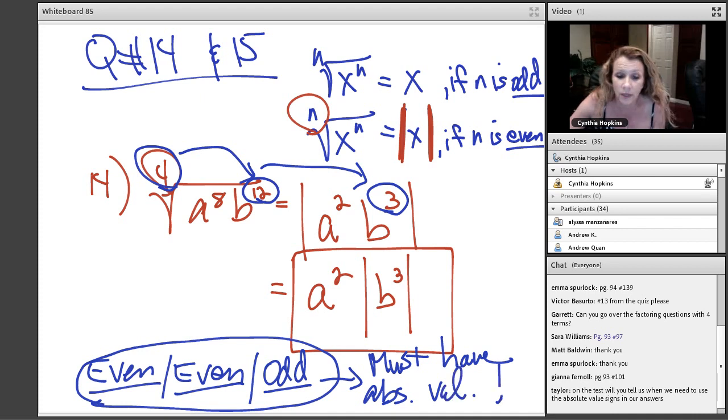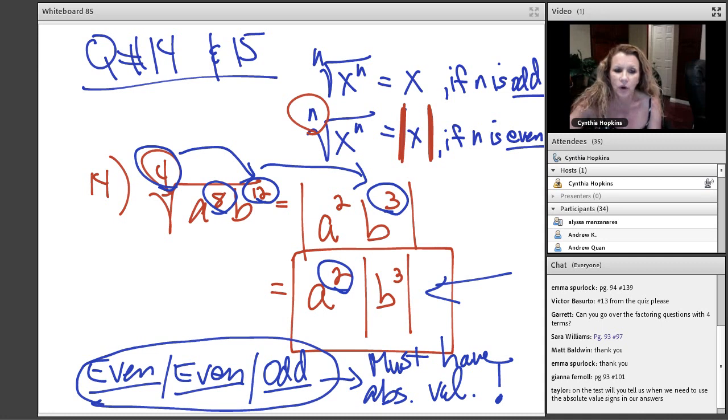Okay, so around the b cubed, I do have absolute values, right? Right there. Okay, then let's look at the a's. I have 4, that's even. I have 8, that's even. But when you take the 4th root of a to the 8th, you get a squared. Well, that's even. It is not odd.